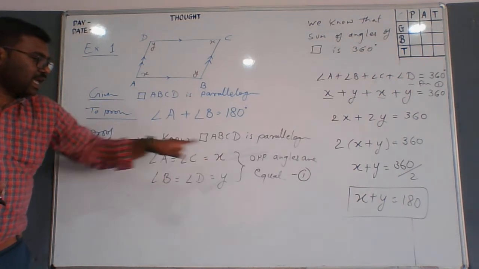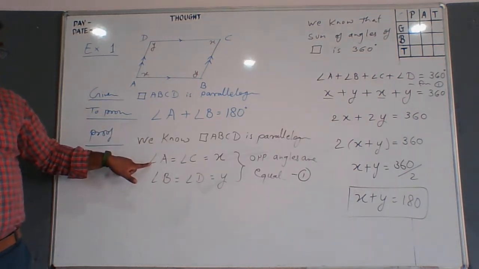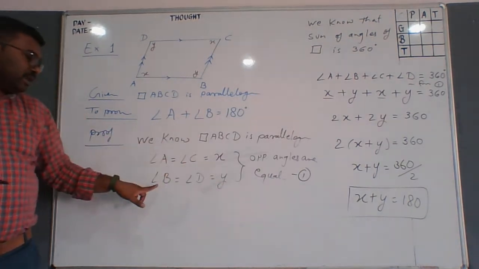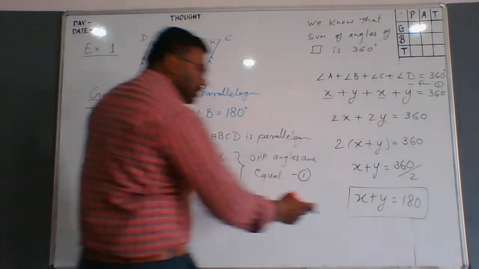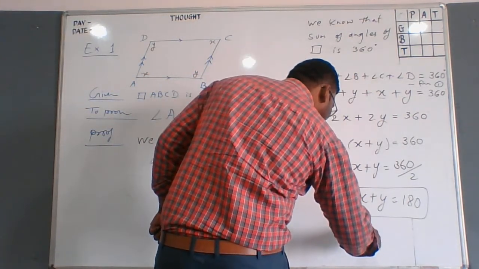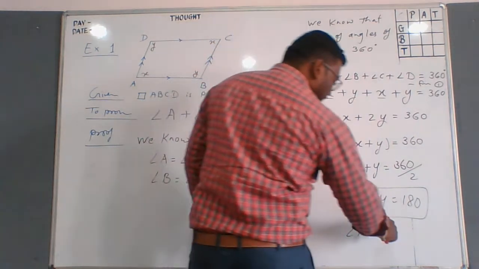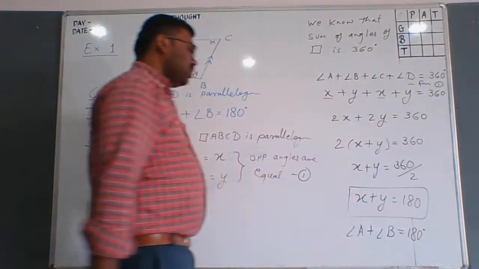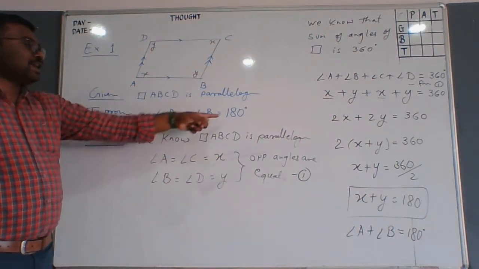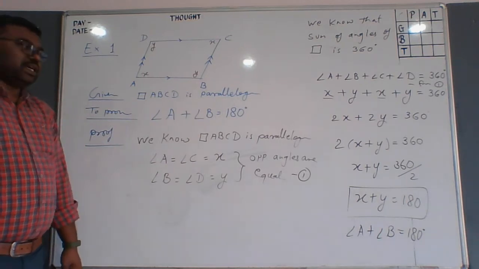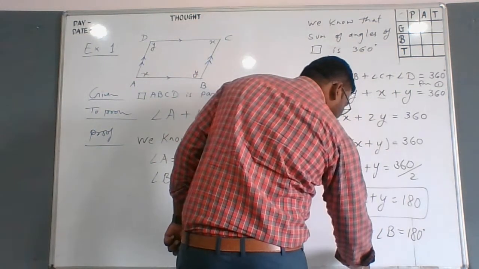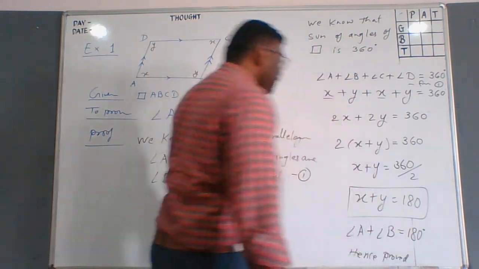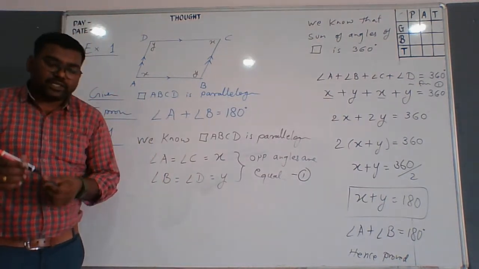So X, can we write angle A for X? Obviously we can write. X can be replaced by angle A and Y can be replaced by angle B. So for this X, we can write angle A, and for this Y, we can write angle B, which equals 180 degrees. So students, what we need to prove? Angle A plus angle B is 180 degrees, which is proved over there. So at the end we will write here, hence proved. Okay. So it is also an important question.